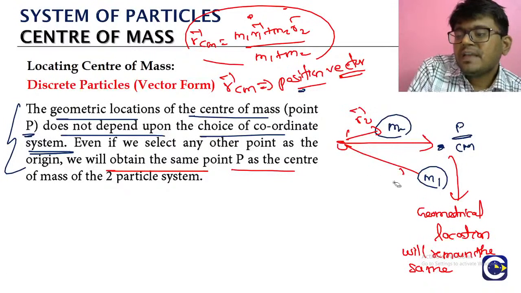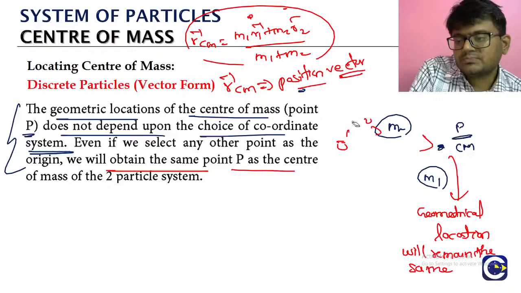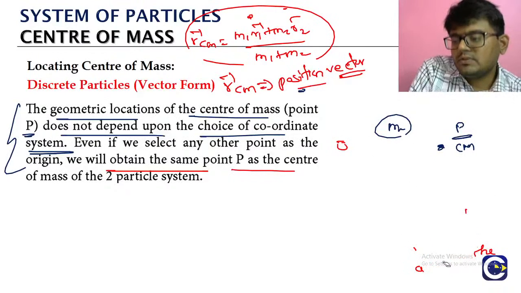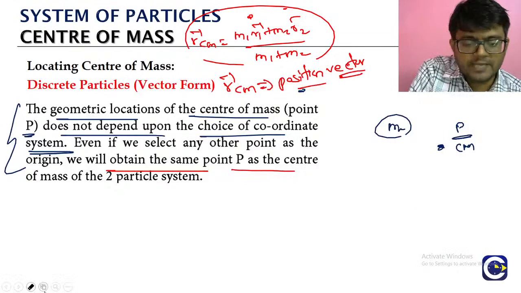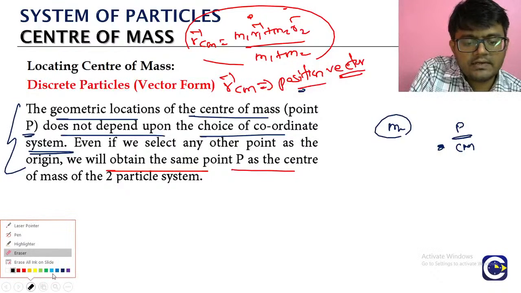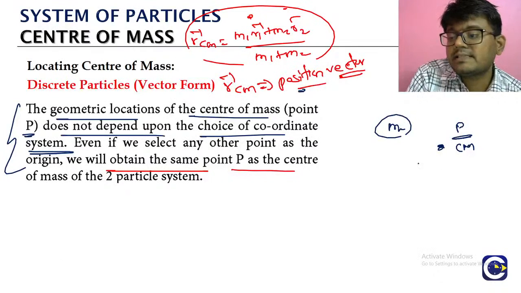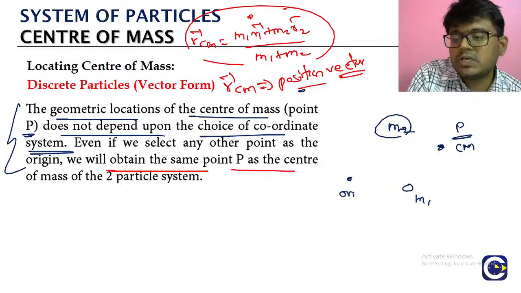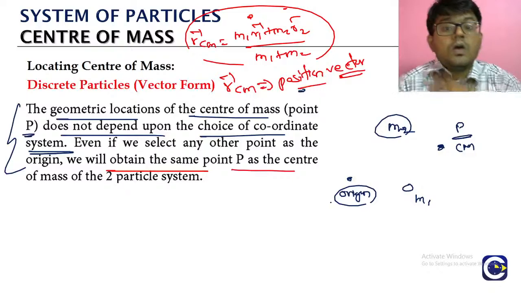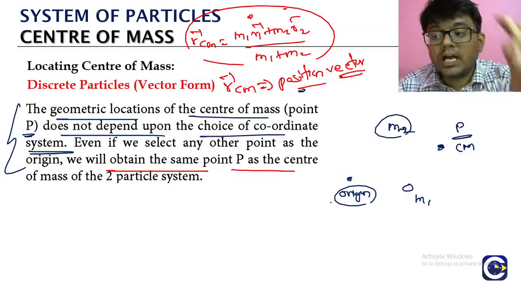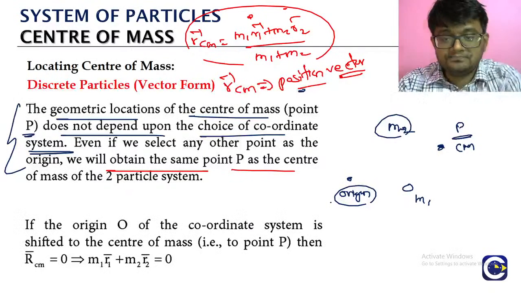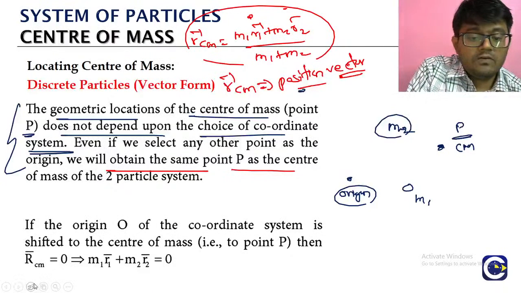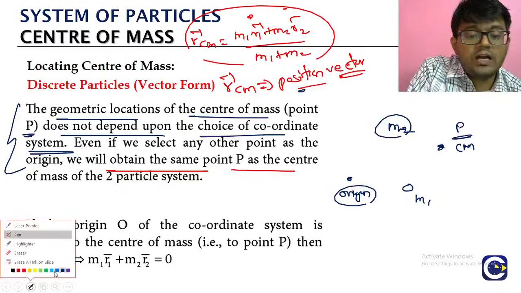So here we will see something very interesting now. We said we have two particles, for which we are talking about the center of mass. Now let us see one very interesting case. This is our m1, that is our m2, right? This is the original origin. What if we change the origin to the point P itself?